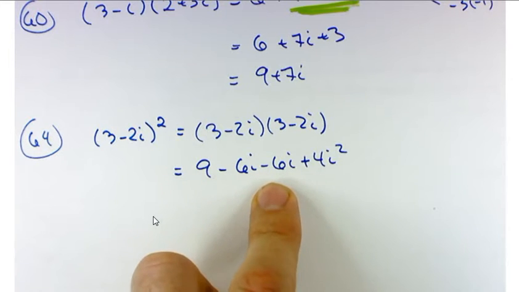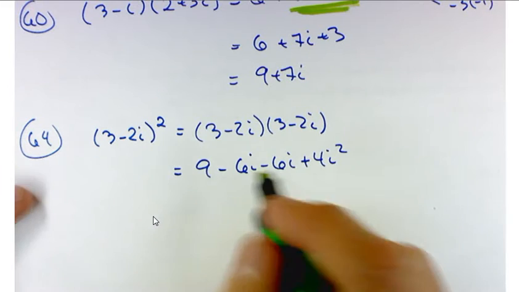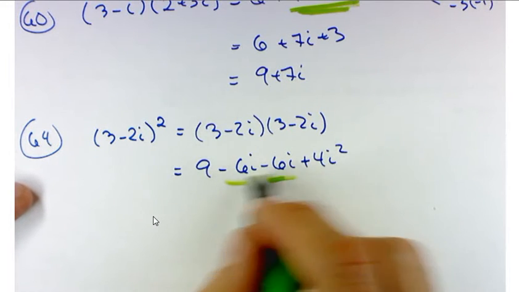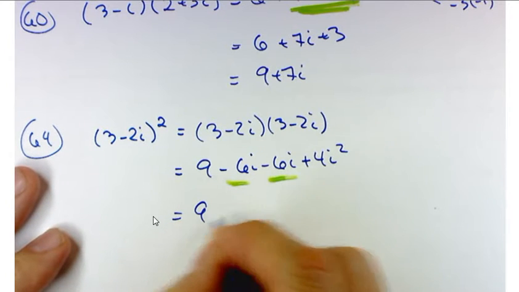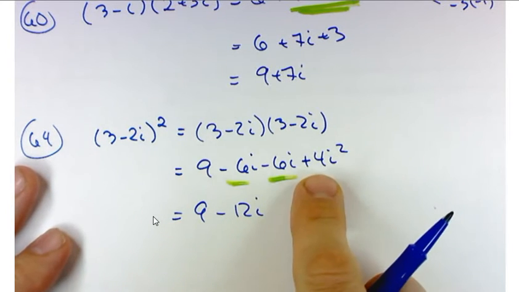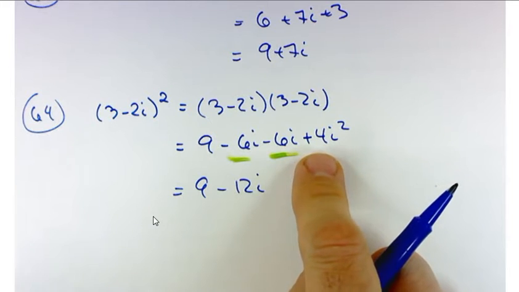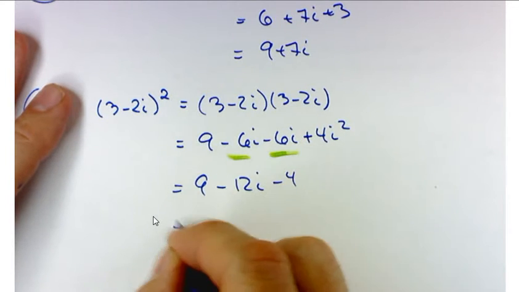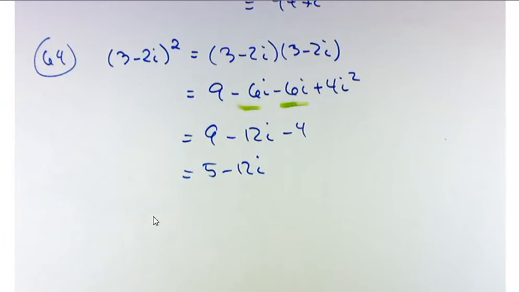the same. Now, does that add to 0? No. What's this add to? Good. So we have 9 minus 12i. What happens to the plus 4i squared? Minus 4. And if we combine like terms, good, 5 minus 12i.